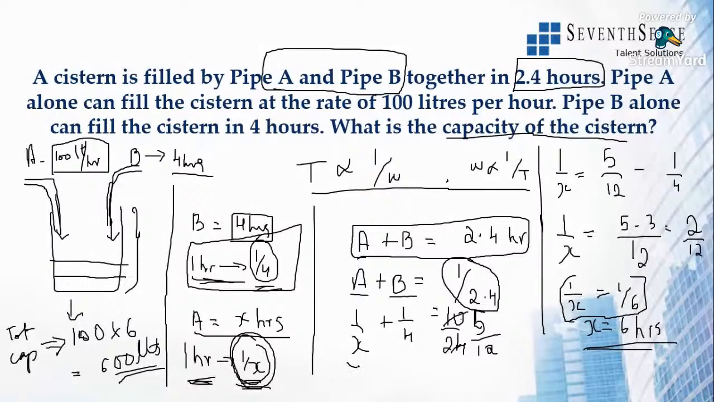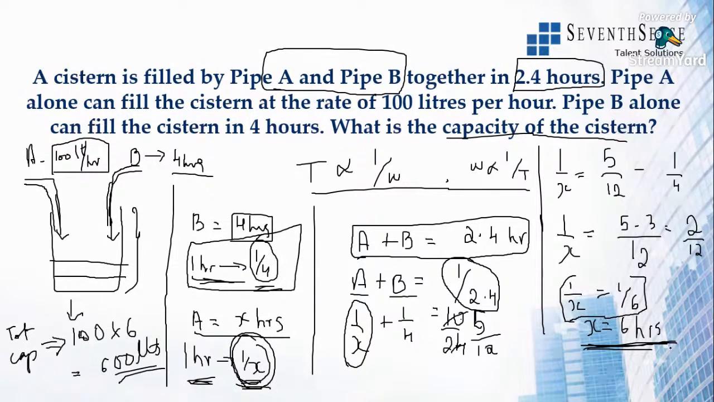Using this, I am finding out the quantity being filled by pipe A every hour. After solving this by applying LCM, you will get the value of X: every hour, pipe A fills 1/6 capacity of the tank. It means the total duration will be 6 hours.